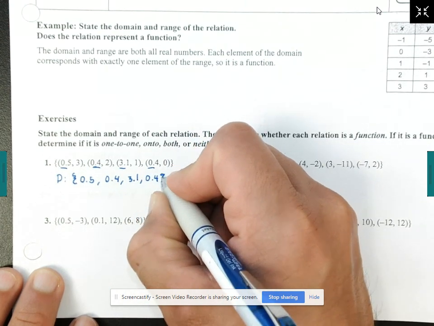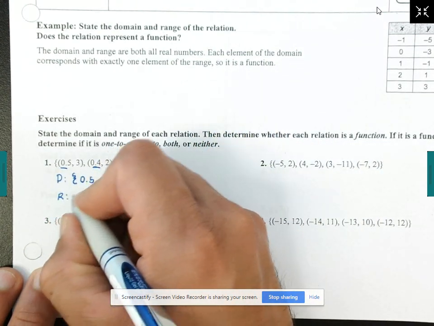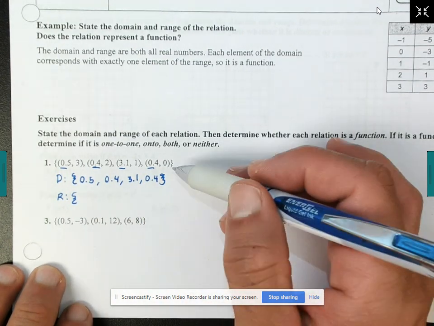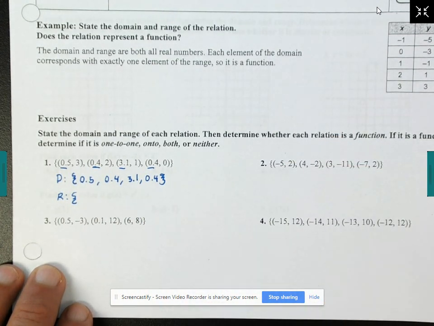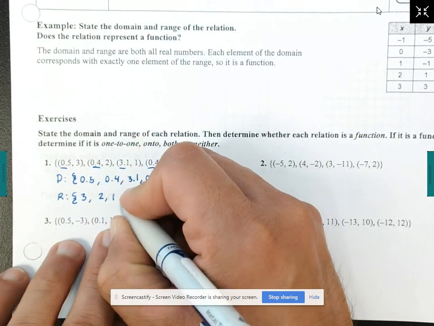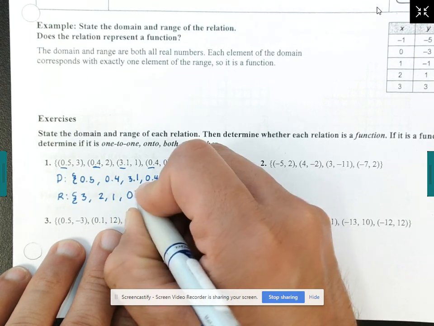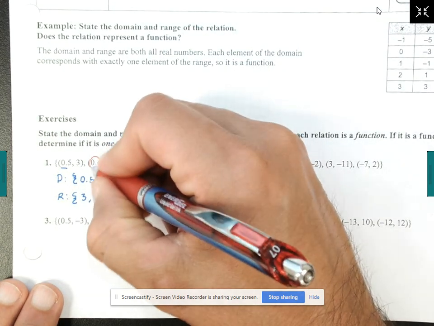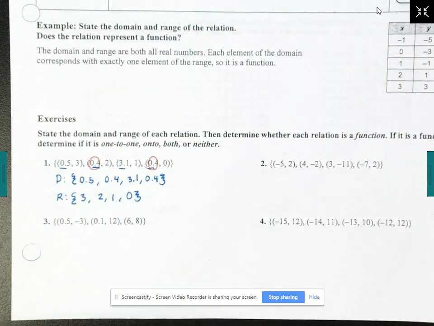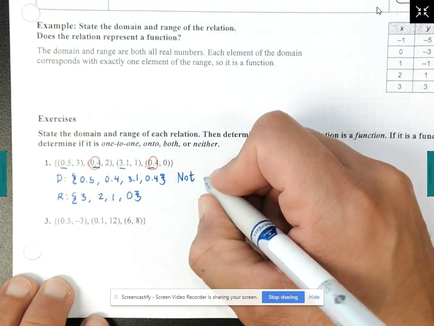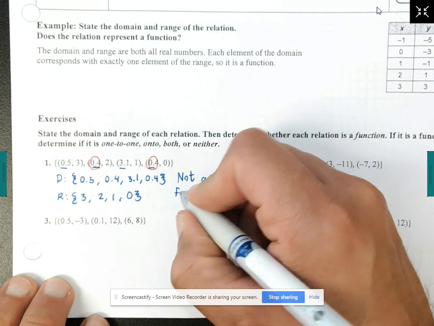Now for the range, we're going to list all the y values. Again, I'm only going to do this if I have a set of points. If you remember, this is called a discrete function or relation at this point. And we're going to put a 3 here, a 2, a 1, and a 0. Now, like we talked about in the past, if the x repeats, which in this case it does, right there, then this is not a function. And if it's not a function, then we don't really have to worry about whether this is a one-to-one function or not. So we're done with that one.